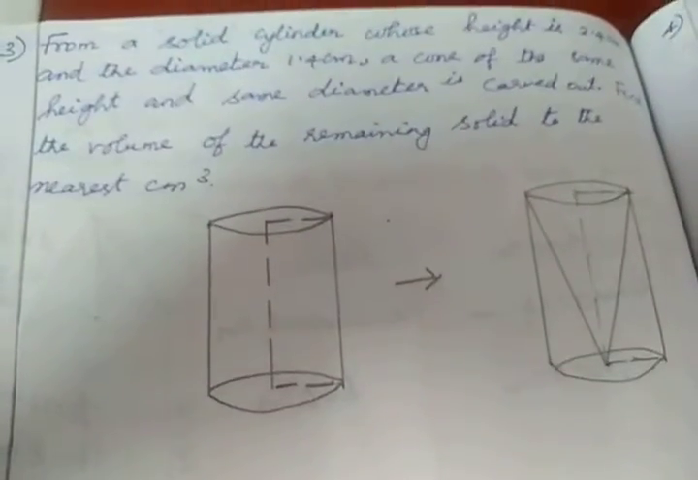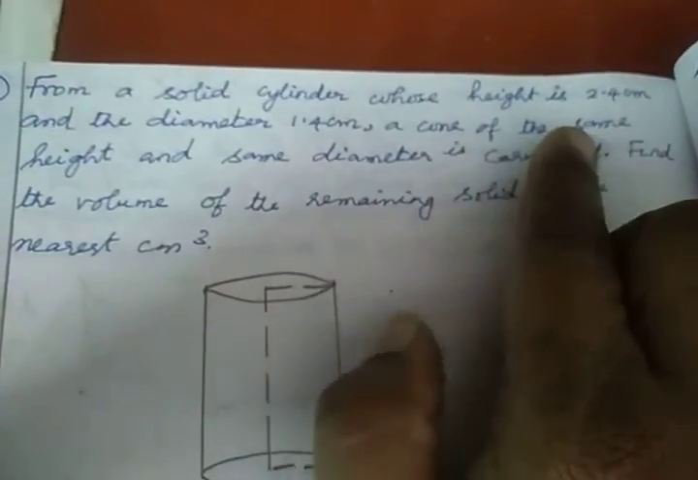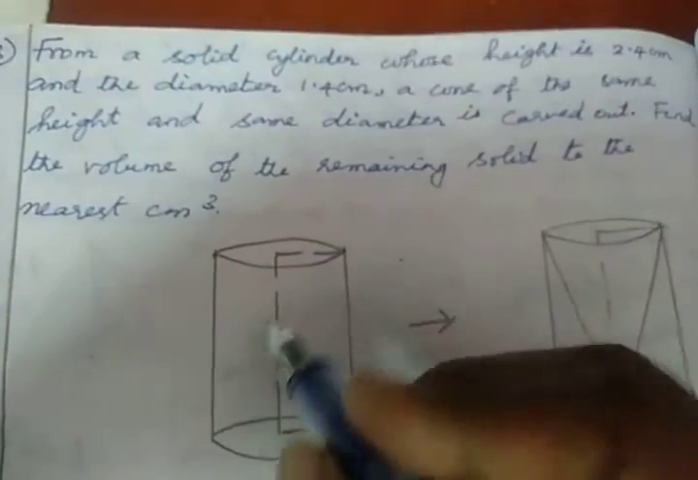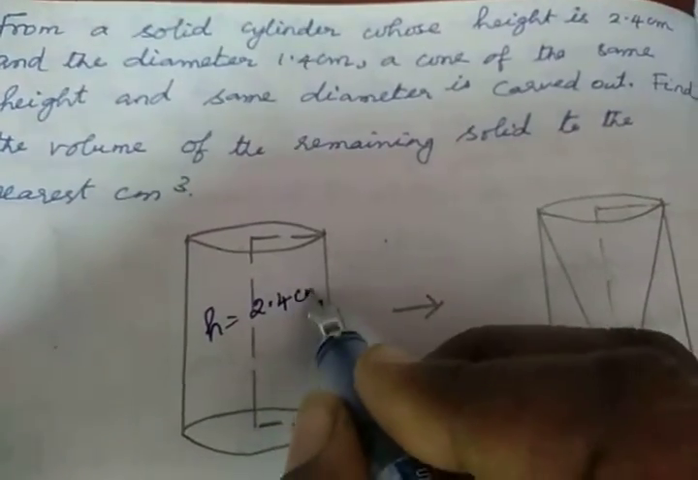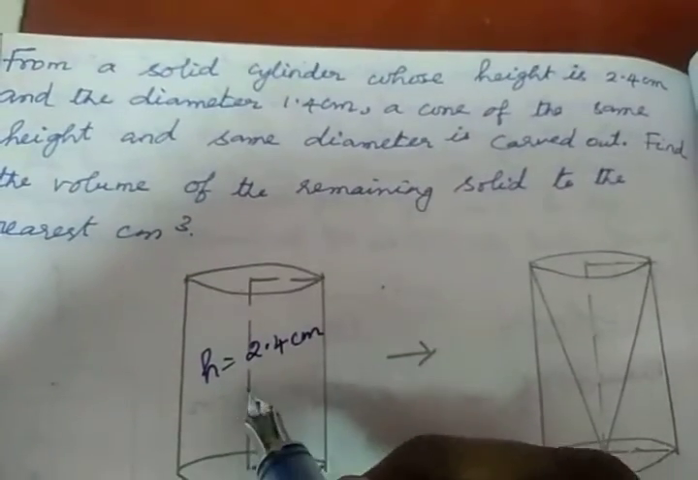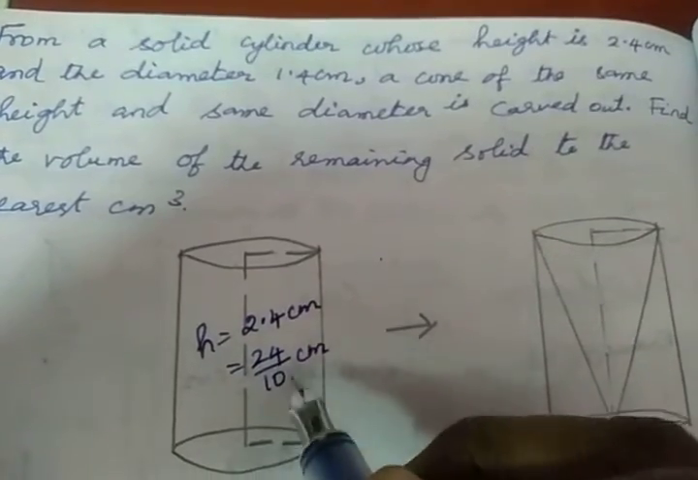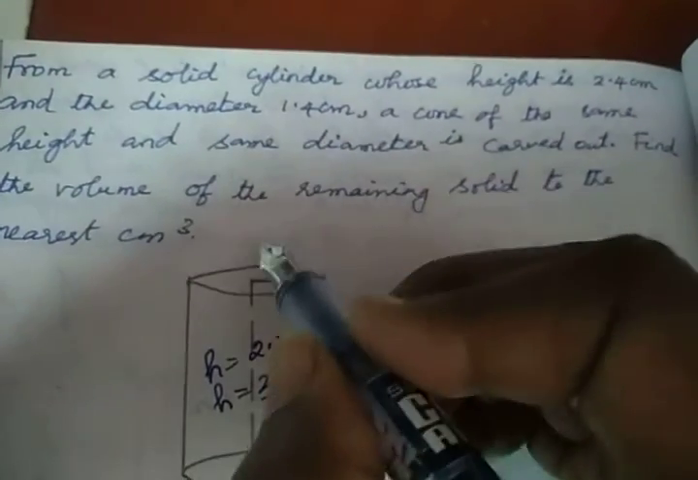Hello children, this is exercise number 7.3, sum number 3. From a solid cylinder whose height is 2.4 centimeter. I have drawn a cylinder. Height is 2.4 centimeter. I can write this as 24 divided by 10 for easy calculation. And the diameter is 1.4.